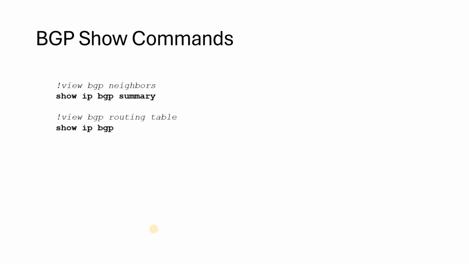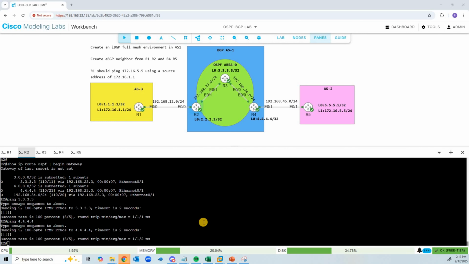So the last set of commands I want to look at are some BGP show commands. If you want to view your BGP neighbors, the command is show ip bgp summary, and the last command we'll be demonstrating will be show ip bgp, and that's what we'll use to view our BGP routing table. In the lab scenario, I've already configured OSPF between routers 2, 3, and 4.